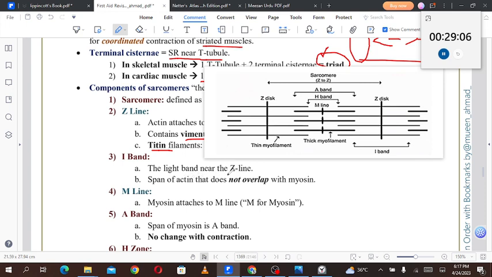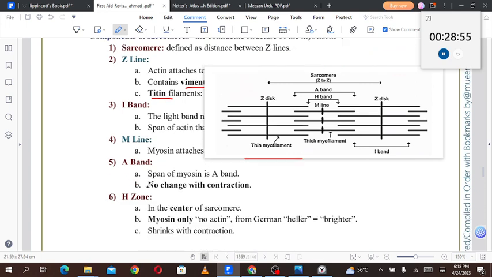The I band is the light band near the Z line, and the span of actin there does not overlap with the myosin. Then what is the M line? The M line is the area to which the myosin filaments are attached. The central line, that is the M line, is where myosin is attached. What is the A band? The A band is the total span of the myosin filaments. There is no change in the A band with contraction. So the A band will not change during the contraction.